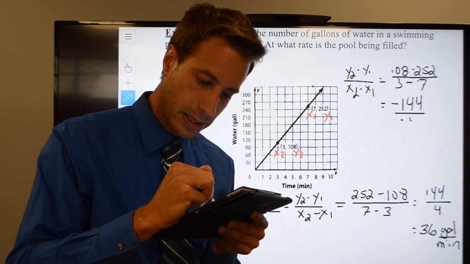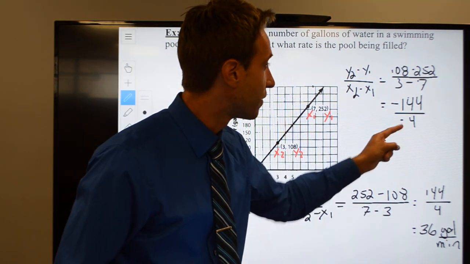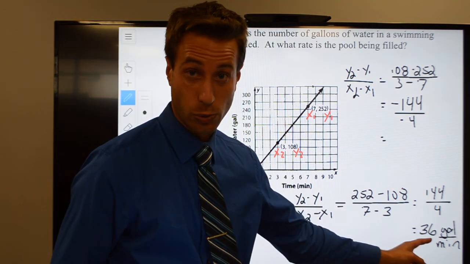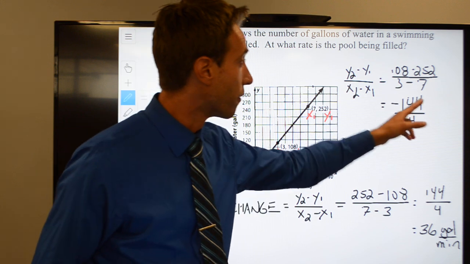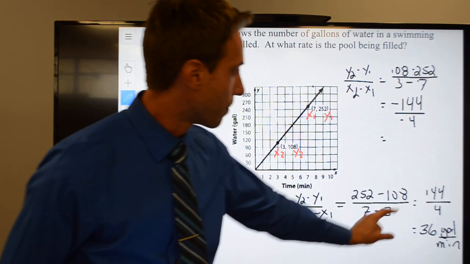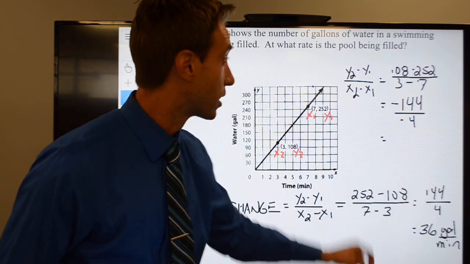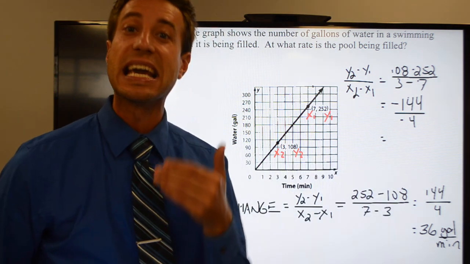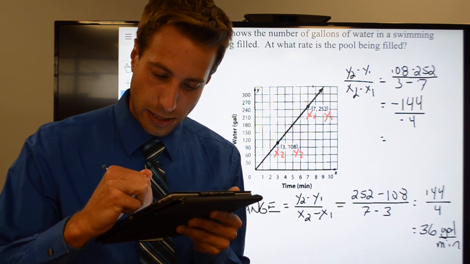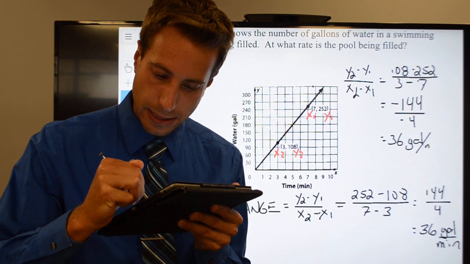Well, let's see what happens. I already know that so far we're looking good. Negative divided by a negative is going to be a positive. So that's encouraging because this was positive. The question is 144 divided by 4, 36. Well, take a look at what we got. 144 divided by 4 positive gets me 36. When those minus signs cancel, I have the exact same problem I had down here. Yes, I still get 36 gallons per minute.